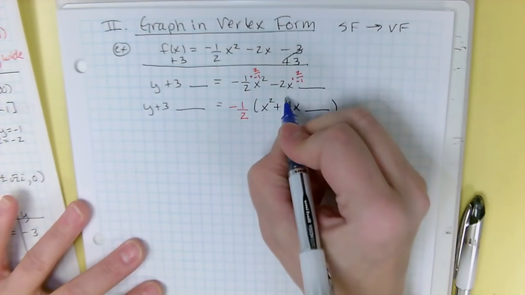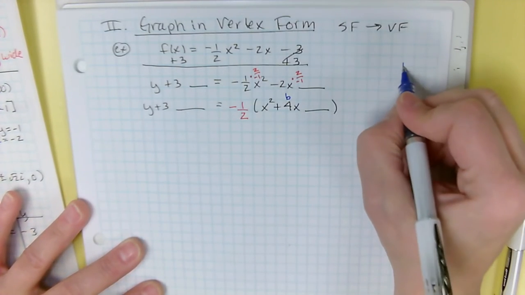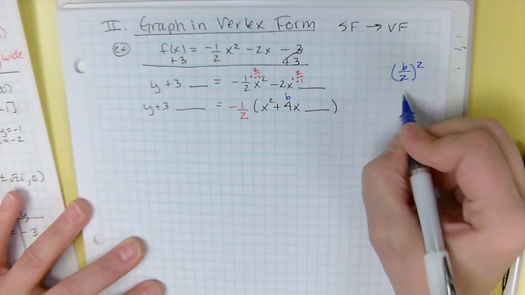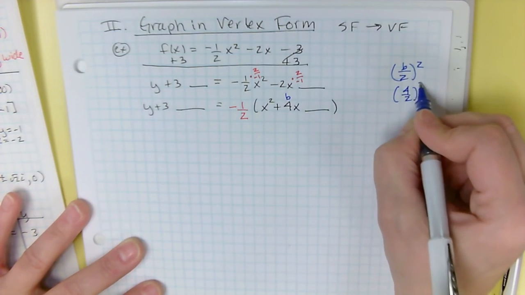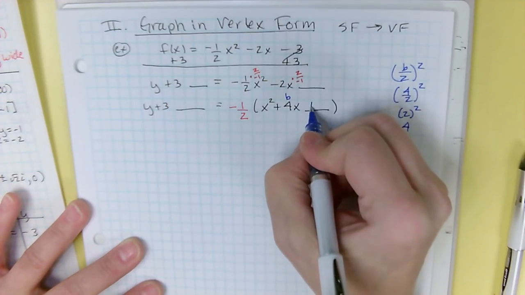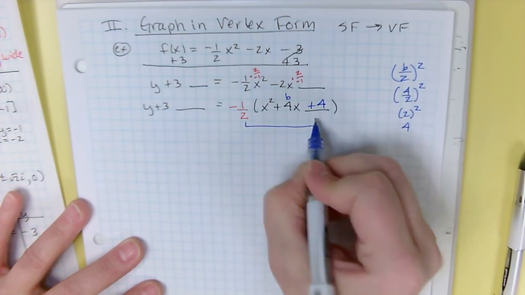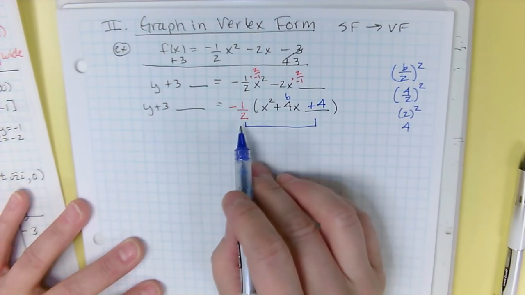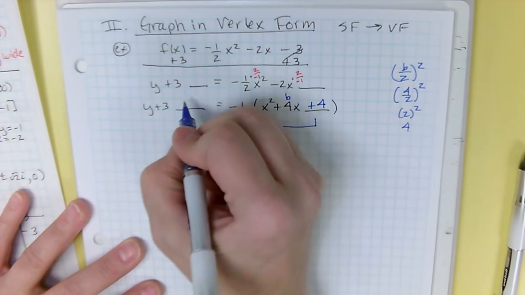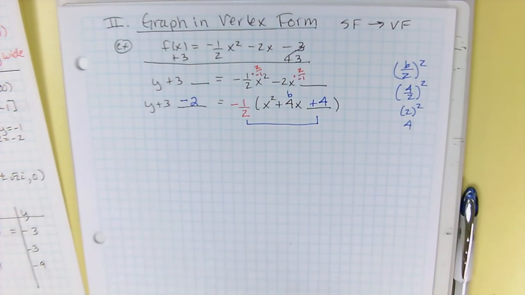All right, now we use our magic formula. My new b is 4. So we're going to do (b divided by 2) quantity squared. So 4 divided by 2 is 2, and 2 squared is 4. So I'm going to add 4 inside the parentheses. And then to balance it, I'm actually adding 4 times negative 1/2, which is a negative 2. So a negative 2 has to go on the left. So the left equals the right.